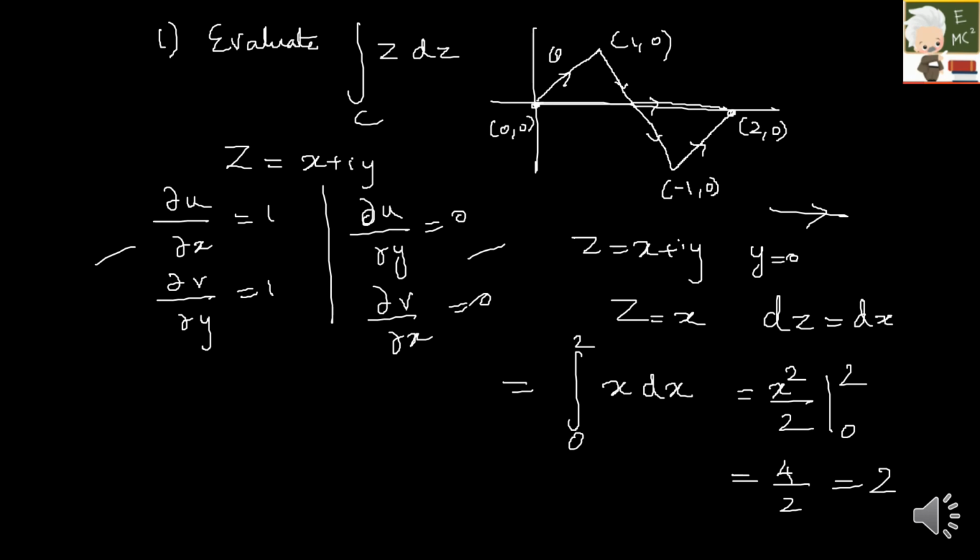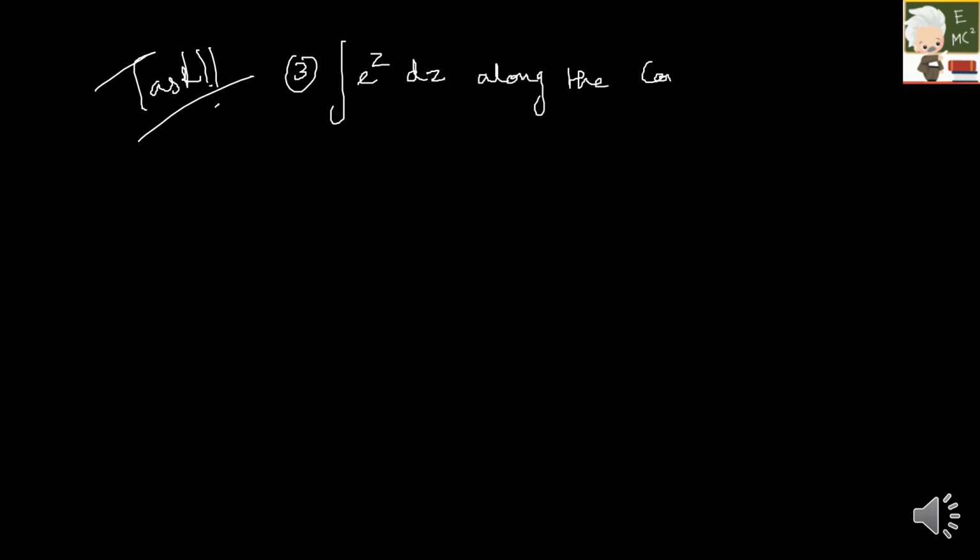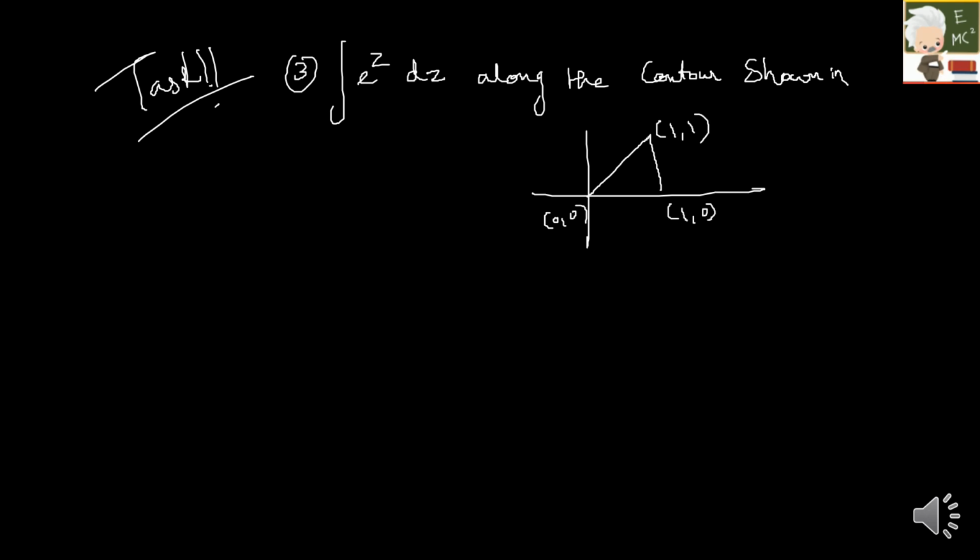Okay. So let me give two more sums in this. So here I have a task for two sums. So again the task continues. So the third question. So previously two questions are done. So integral e raised to z dz along the contour shown in the figure. So the figure is, it is 0, 0. This is 1, 0. And this is 1, 1. Okay. So the arrow marks, sorry.